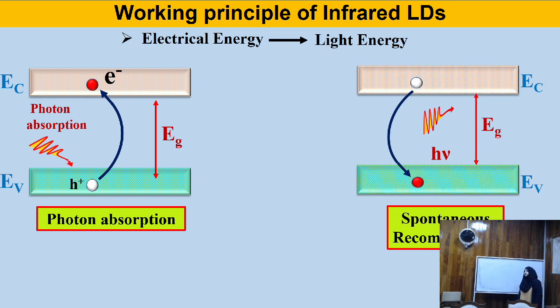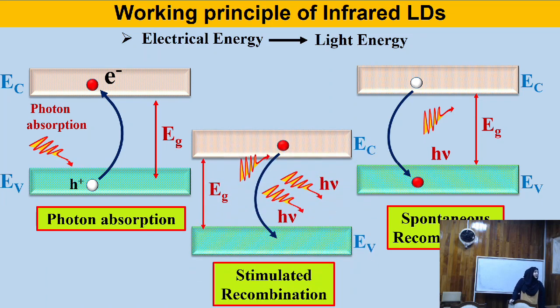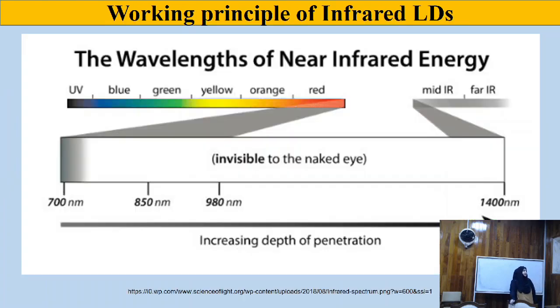So next we have spontaneous recombination. In spontaneous recombination, the electron that is in the conduction band de-excites to the valence band. This process is known as spontaneous recombination, and the energy that it emits is in the form of light. So next we have stimulated recombination. This is the process that is involved in laser diodes. The electron that is in the conduction band, on the absorption of a photon, releases two photons in the form of light and de-excites into the valence band. This process is known as stimulated recombination.